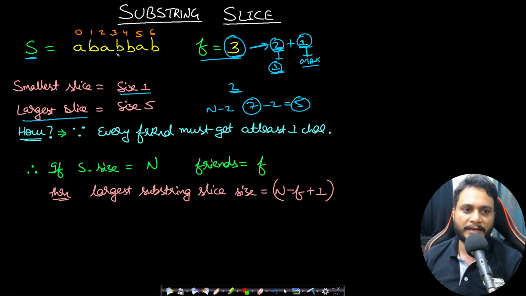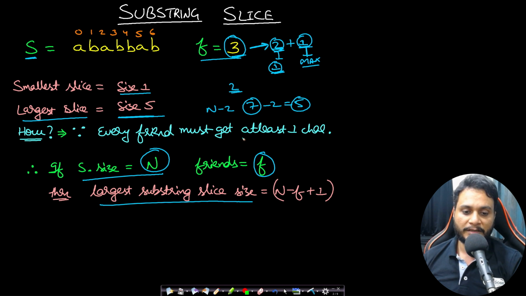So in this case, you can say that if you have 3 friends, then the maximum that you can assign is size 5. So in general, if you have total string size to be n and the total number of friends to be f, then the largest substring size that you can give is n minus f plus 1. In this case it was 7 minus 3 plus 1, which equals 5. That is how we got the value 5 here, isn't it? So this is about the substring slicing. The range of the slice size for any friend will be from 1 to n minus f plus 1.